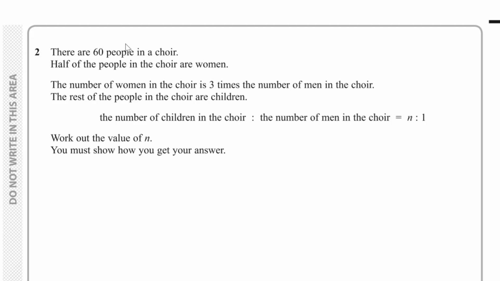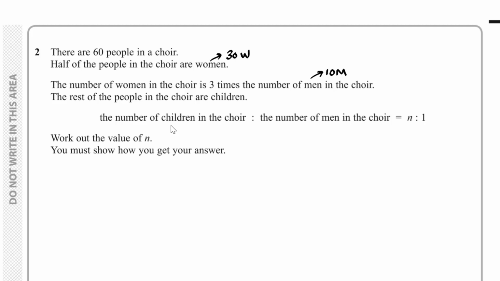So if half the people in the choir are women, this tells us that 30 women are in the choir. The number of women in the choir is 3 times the number of men in the choir. So the number of men is going to equal 30 divided by 3, which is 10. So there's 10 men in the choir, and the rest of the people in the choir are children.